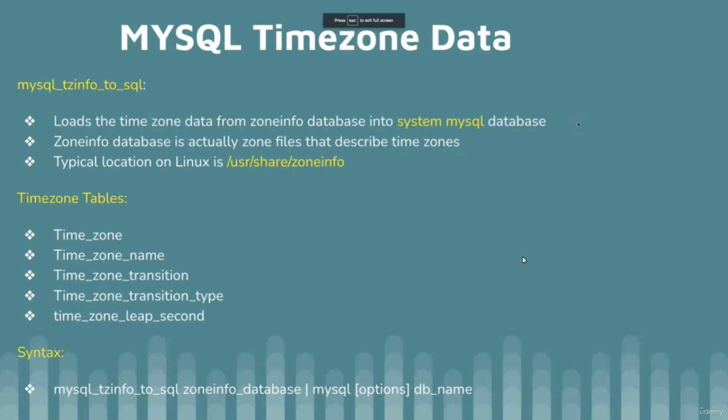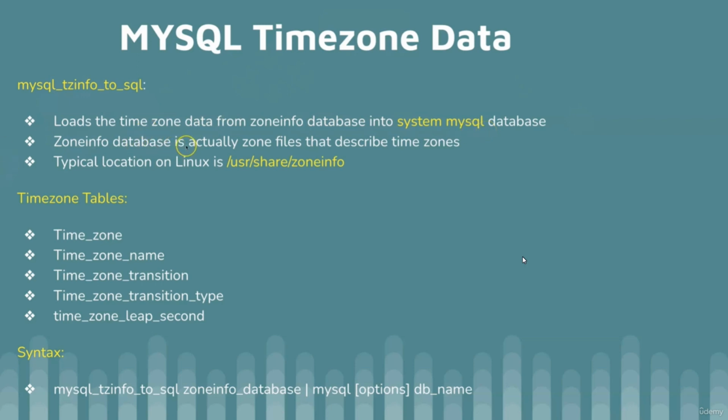Welcome back. There are many applications that deal with time zones data. Hence, these apps request their backend database, in this case MySQL, to provide different time zones data. MySQL ships with a program dedicated to this specific task, and this program is called mysql_tzinfo_to_sql. This program loads the time zones data from the zoneinfo database into the system MySQL database.